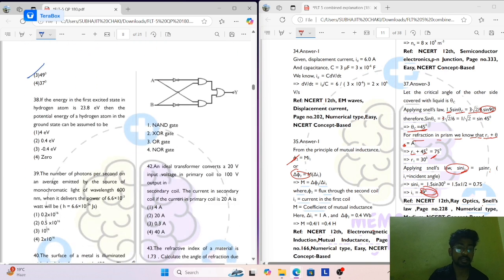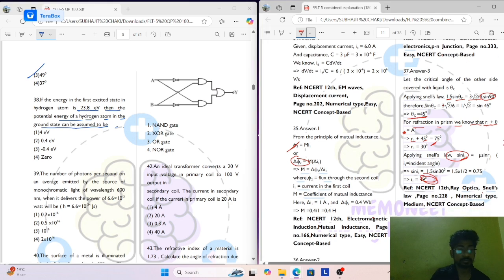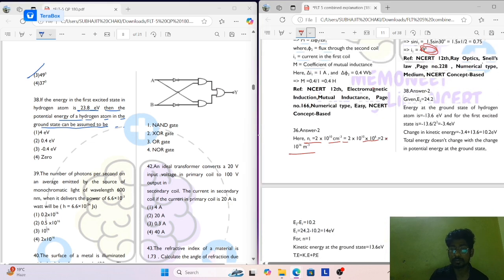The energy of the first excited state of the hydrogen atom is 23.8 electron volt. Then the potential energy of the hydrogen atom in the ground state can be assumed to be. Okay. E2 is given as 23.8. So for the second state, first excited state of hydrogen, it is equals to E by n square formula, right? It will be equals to 3.4 volt.